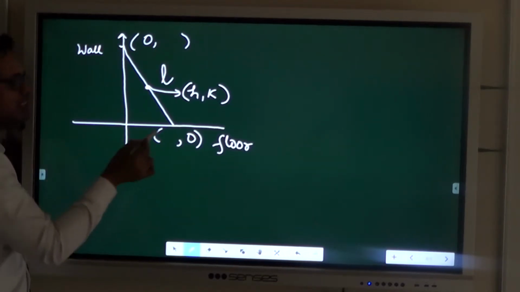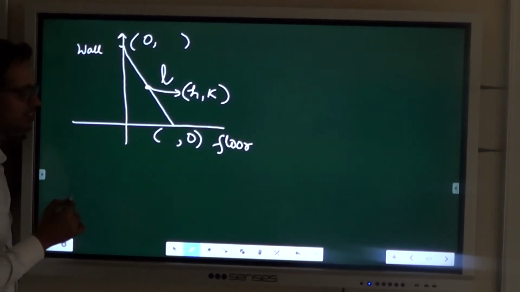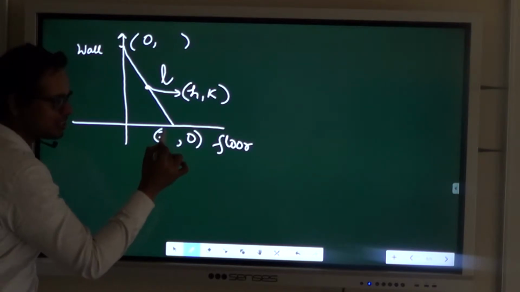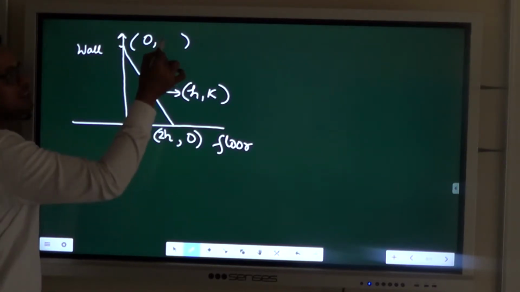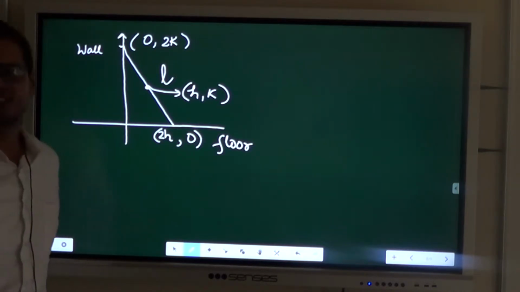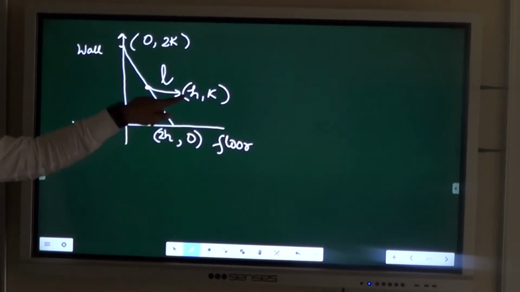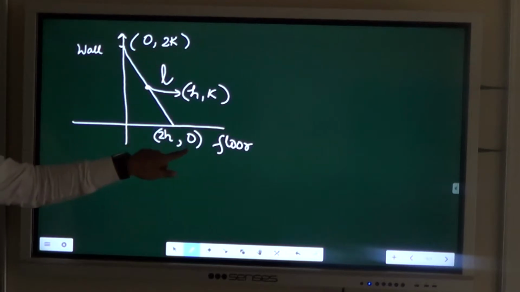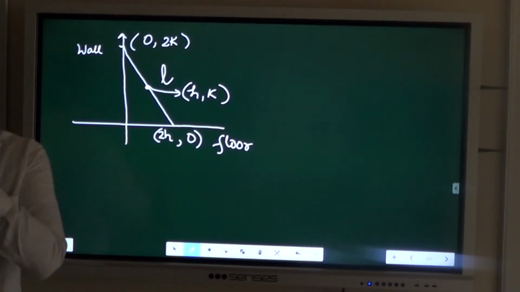Can you tell me what will be these two somethings? This will be 2h. Sorry, 2k. By using the midpoint formula, 0 plus 2h by 2 should be this, 2k plus 0 by 2 should be this. Exactly. Correct?